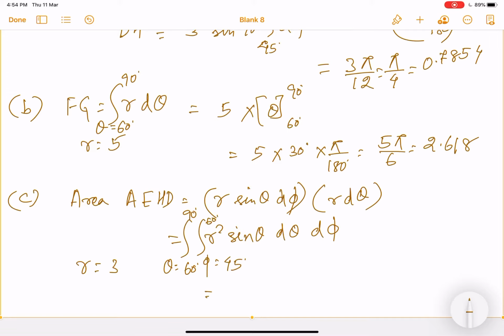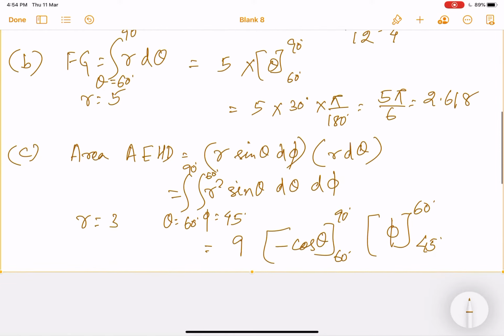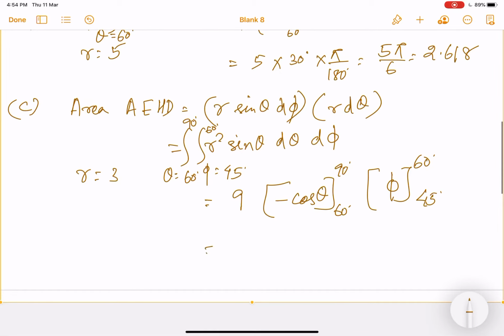Okay, so let me substitute r's value here. So it will be 9, and after integrating sine theta, I'll get minus cos theta, which varies from 60 to 90 degrees, and over here phi is from 45 degrees to 60 degrees. So this is 9 into, this one will be half over here, because cos 90 is 0, then minus plus cos 60, that is half.